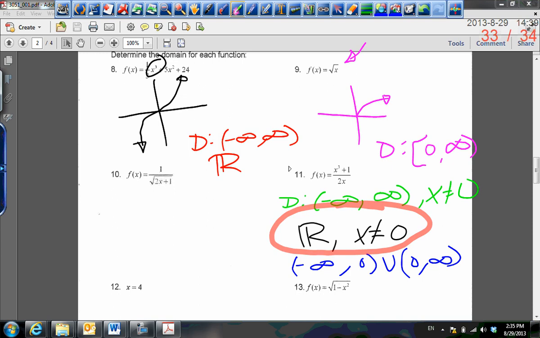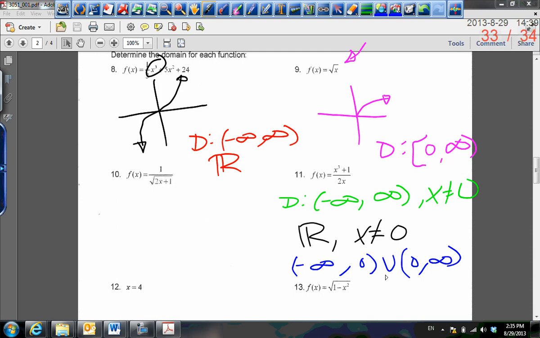Okay, for 10 and 13, I want you to write this down. For 10 and 13, I have a hint. So here's your hint. Solve for x under the square root. Solve for x under the square root. So what you're going to do is set whatever is underneath the square root equal to 0. That's not how you solve it completely. That's just going to give you a good start.